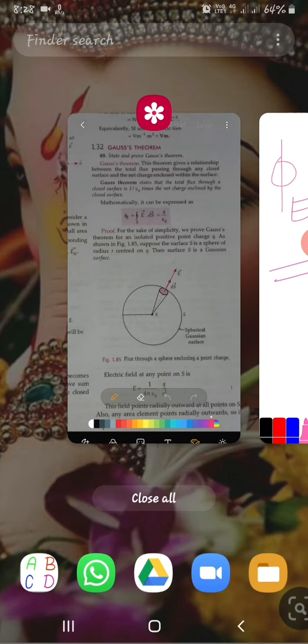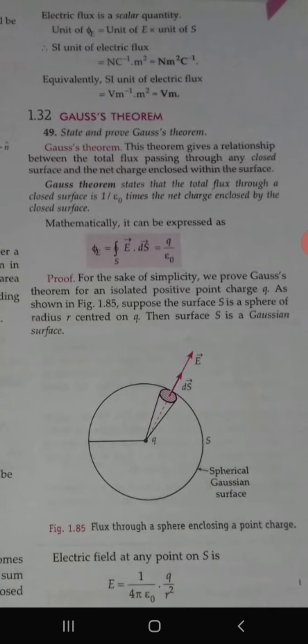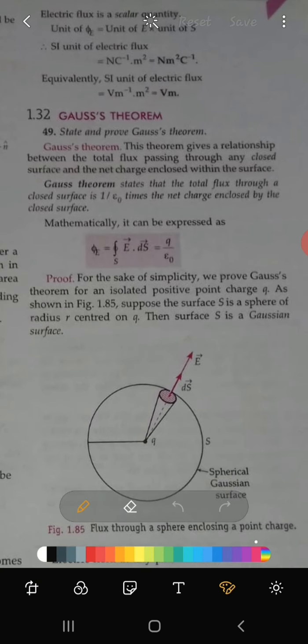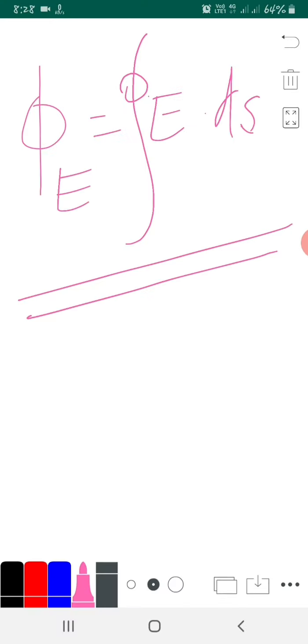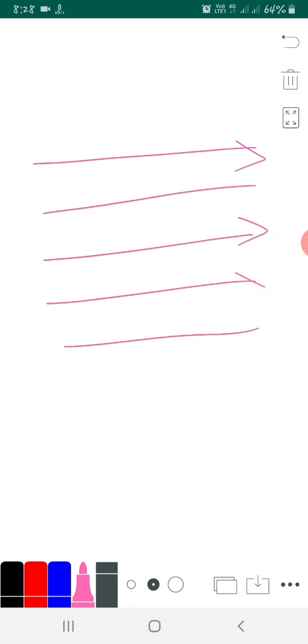So we'll move towards the next point, Gauss theorem. So what is Gauss theorem? Before the statement, let me explain the importance of Gauss theorem. Actually, Gauss theorem gives the relation between electric flux and charges. Suppose, what is electric flux? The number of electric field lines passing normally through this given area.